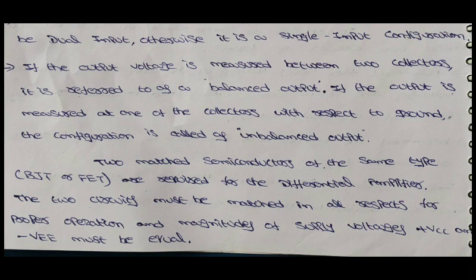The two circuits must be matched in all respects for proper operation, and the magnitudes of the supply voltages plus VCC and minus VE must be equal. So previously we discussed that in the emitter biased circuit also, we need to maintain the same type of configuration, and the same type of components should be used for both circuits. Like if you use a BJT in the first circuit, the same type of BJT will be used in the second circuit also.